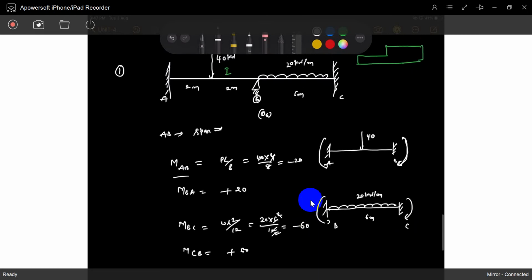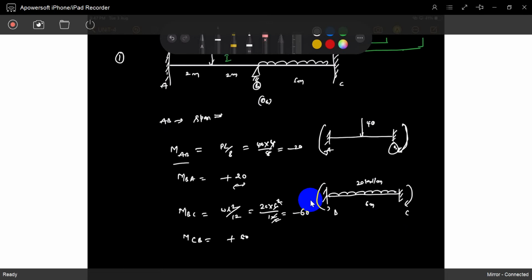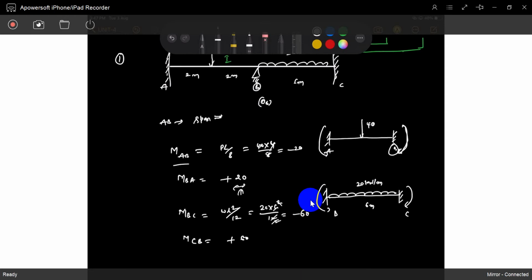So I took B as a fixed moment. Now you can observe it. BA is plus 20, and BC is minus 60. Understood? But at the joint B, there are two different values. How can there be two different values? Because we just considered those as fixed. We didn't consider that there is rotation.